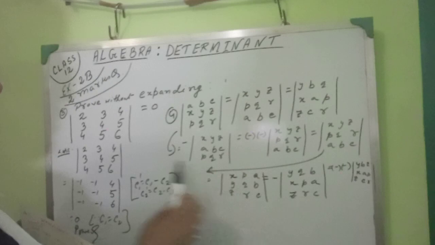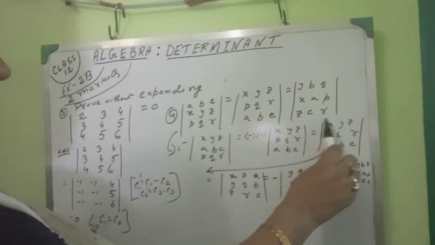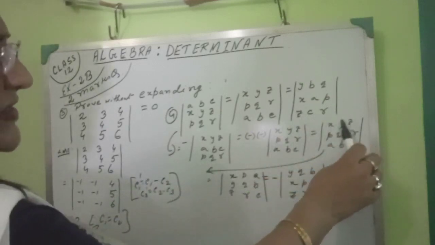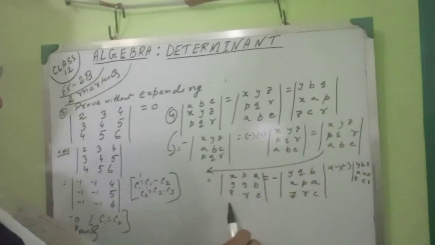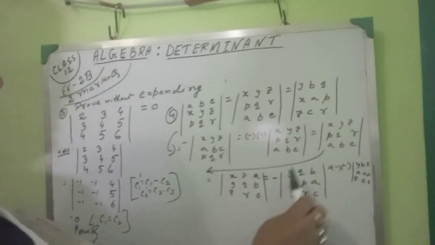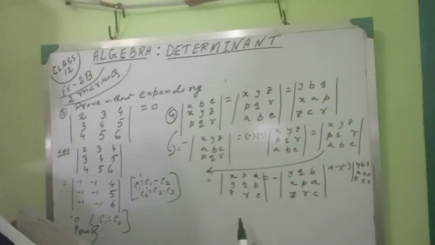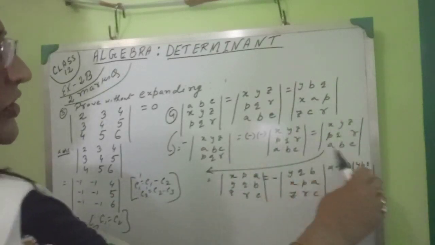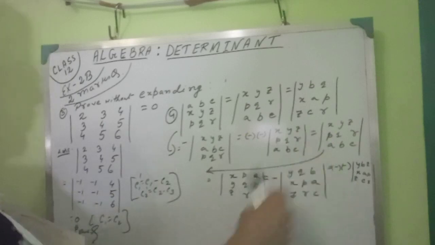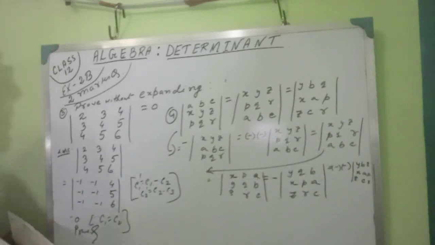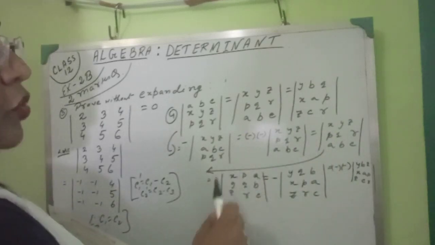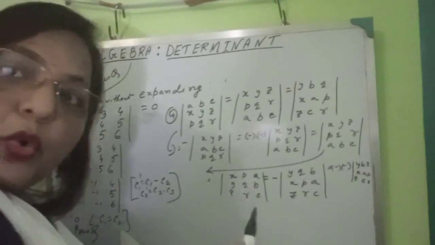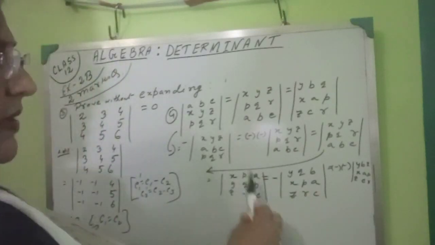From this determinant again we have to prove. Now the first row, that is X, Y, Z, will be the first column, the second row will be the second column, and the third row will be the third column. When the first row and first column, second row and second column, third row and third column are interchanged like this, there will be no change in values. That is why it will remain the same.